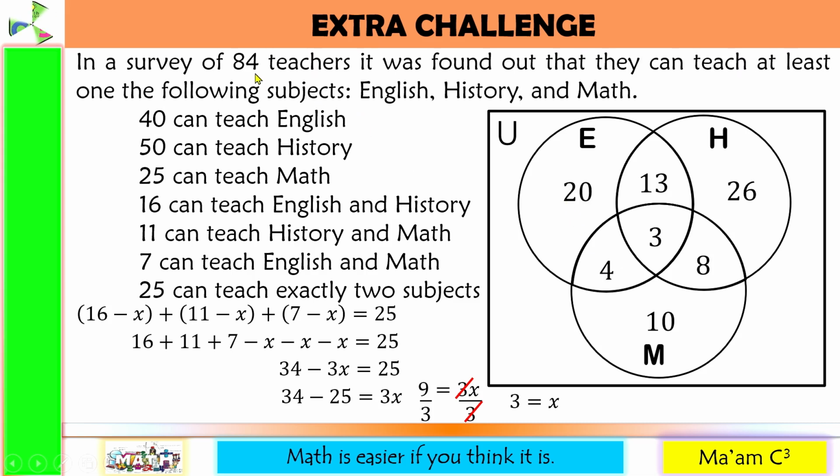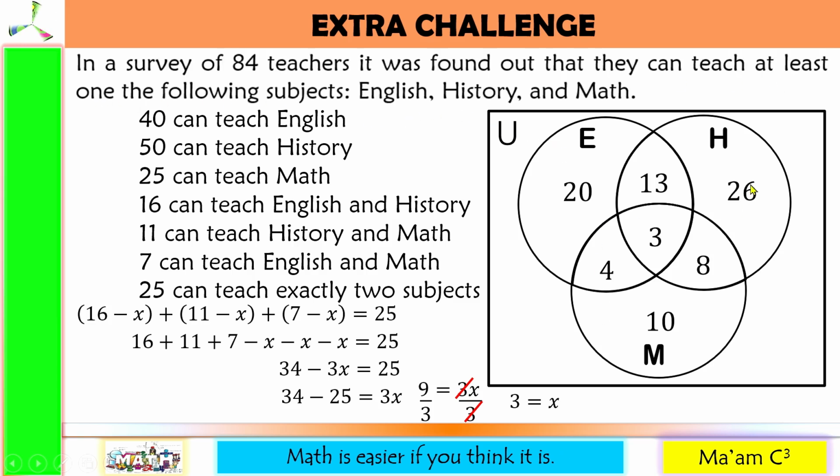Let us check if all 84 teachers are accounted for. Let us add all these numbers here. 20 plus 13 is 33. 33 plus 26 is 59. 59 plus 4 is 63. 63 plus 3 is 66. 66 plus 8 is 74. And 74 plus 10 is 84. So we have no numbers here outside these three circles because it says here they can teach at least one of the subjects. Now that we are done with the Venn diagram, let us answer the questions.